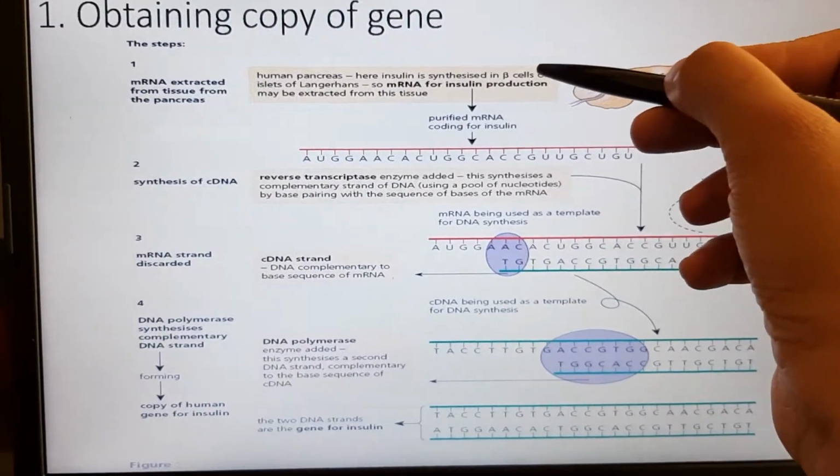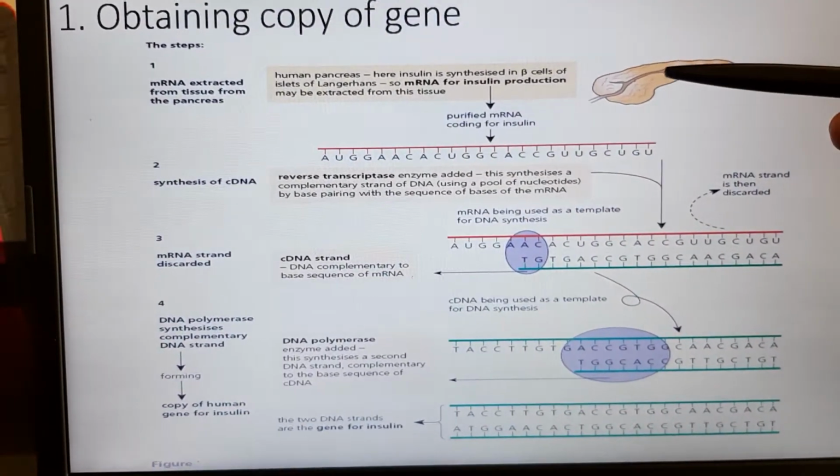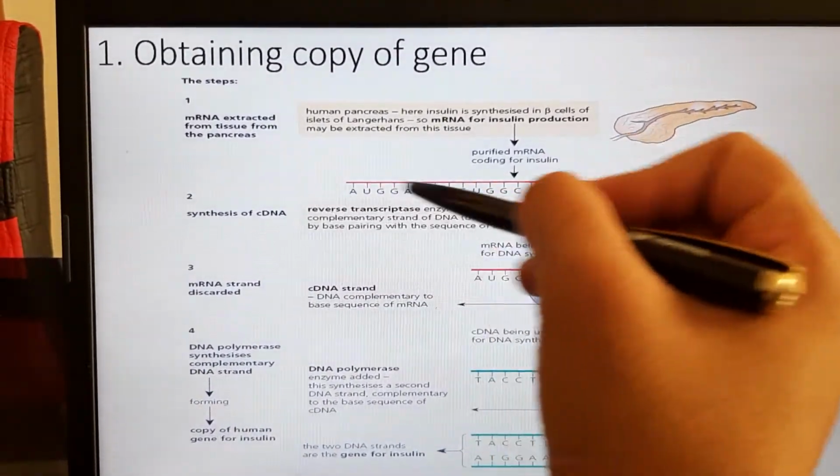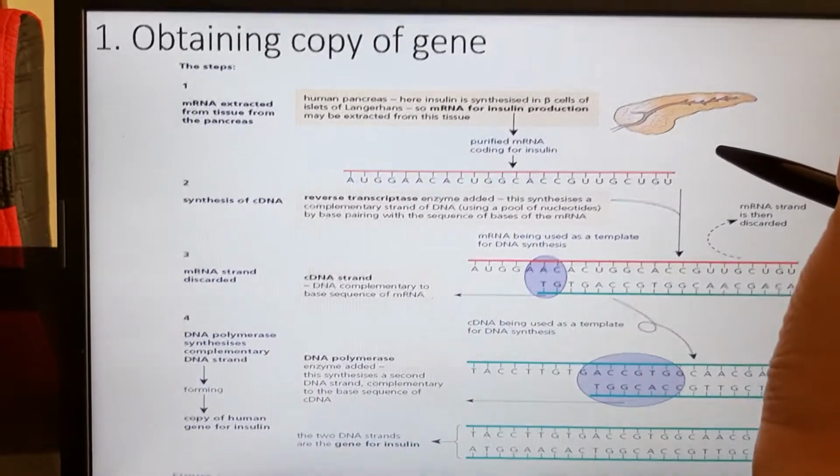From the beta cells of the islet of Langerhans of his pancreas, we remove the mRNA. This is the mRNA which we have removed. This mRNA codes for making insulin.